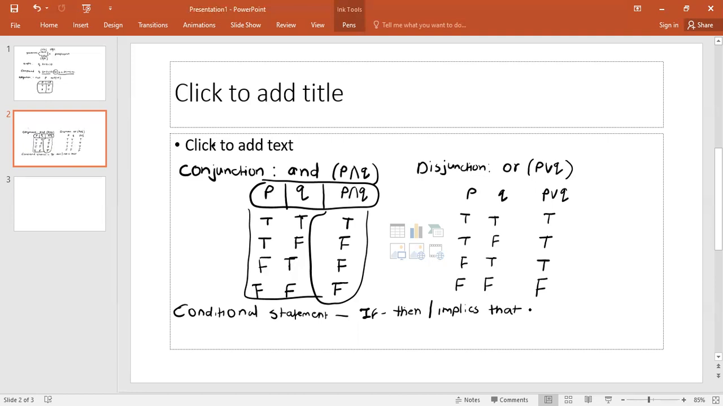This gives us a new statement. Suppose P and Q are two statements, then the compound statement is if P then Q. This is the conditional statement. We denote this conditional statement symbolically as P to Q.